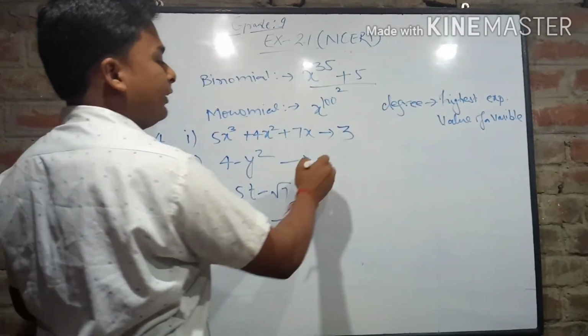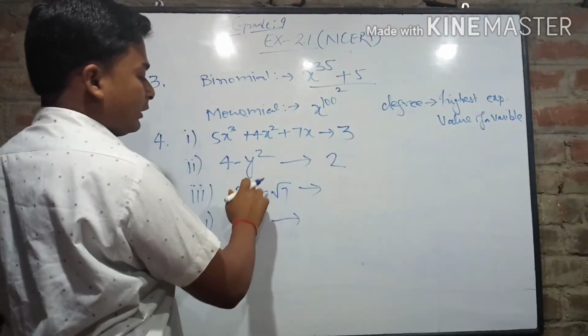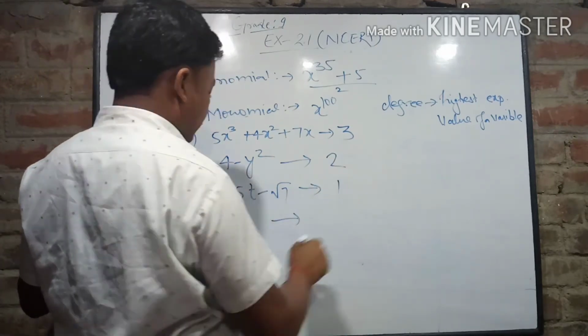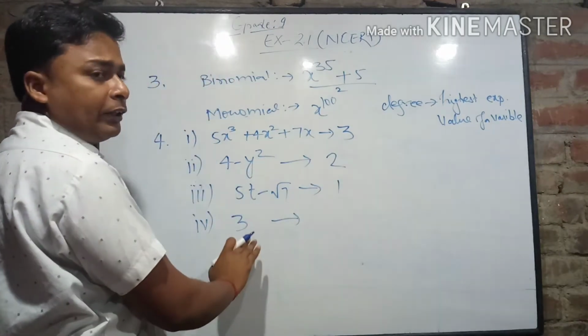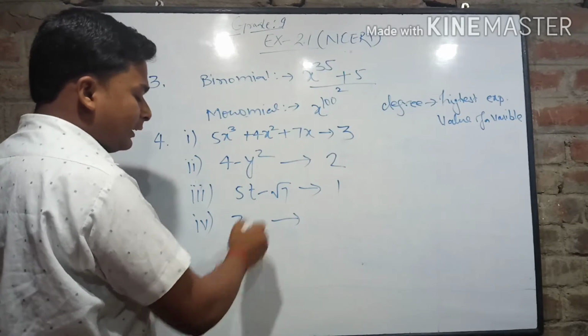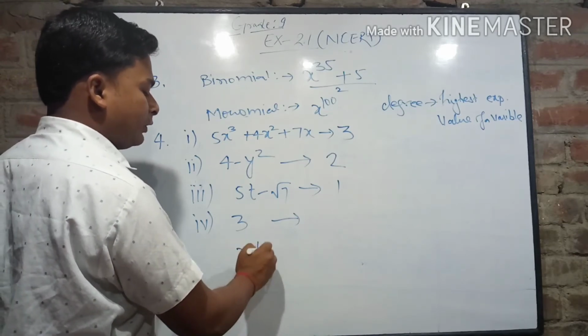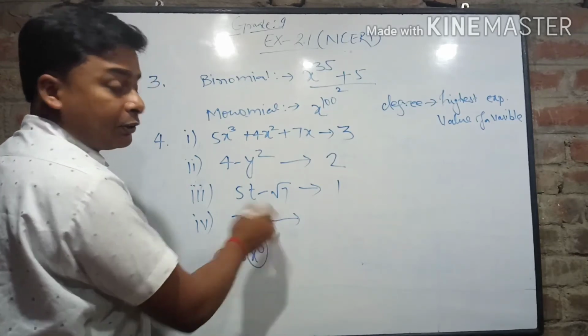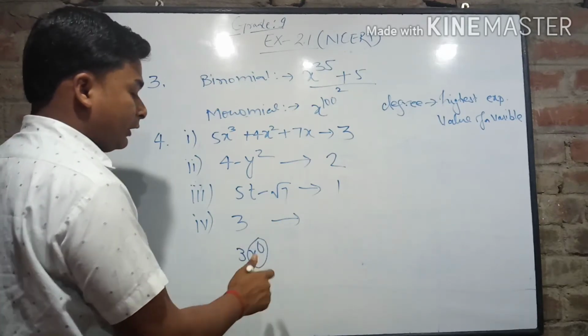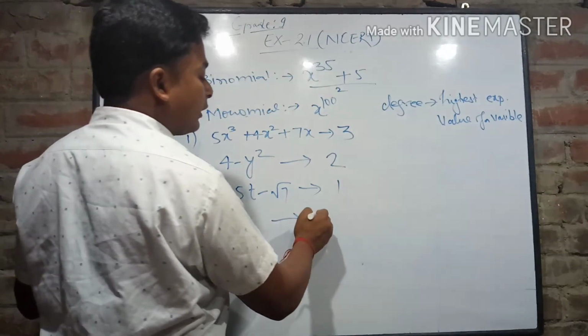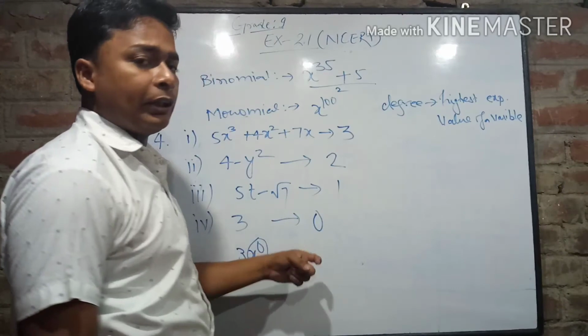In this, it is 2. In this, the exponent value is nothing, which means 1. Here there is no variable. So we can assume that it is 3x raised to the power 0, because anything having power 0 has the value 1. So we can assume for this the exponent value is 0. So the degree is 0.